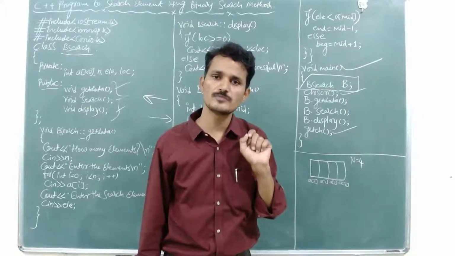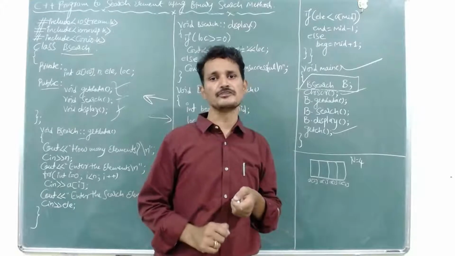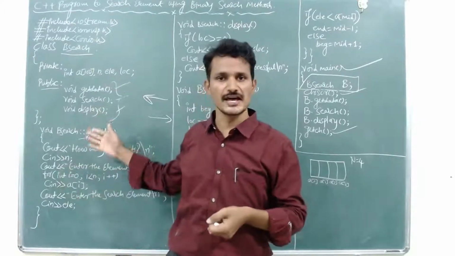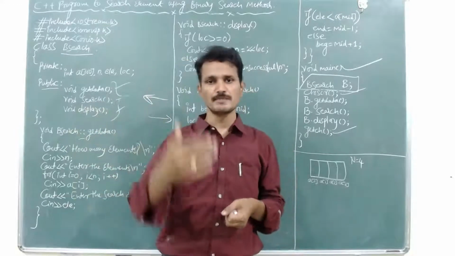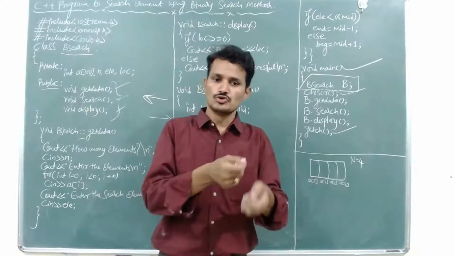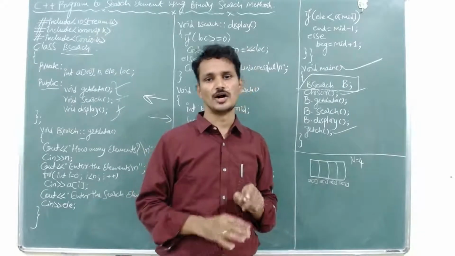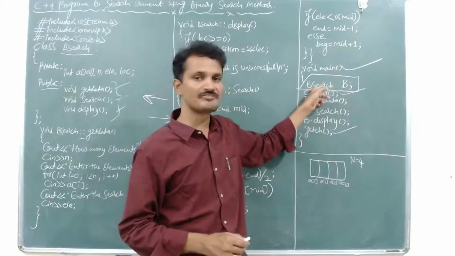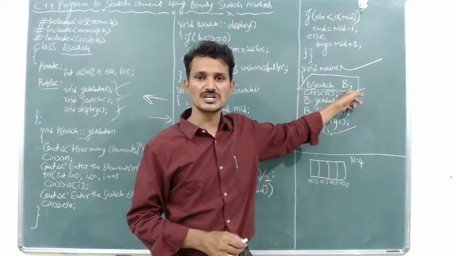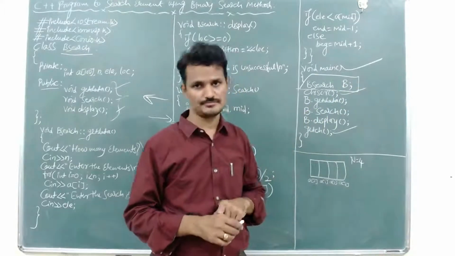Why do we create an object? In order to access the member functions. We have declared three member functions, that is getdata, search, and display. Those are the member functions. You cannot access those member functions directly. One has to use the object name. That is why we are creating an object here. Bsearch is the name of the class. B is a user-defined object, with a semicolon.